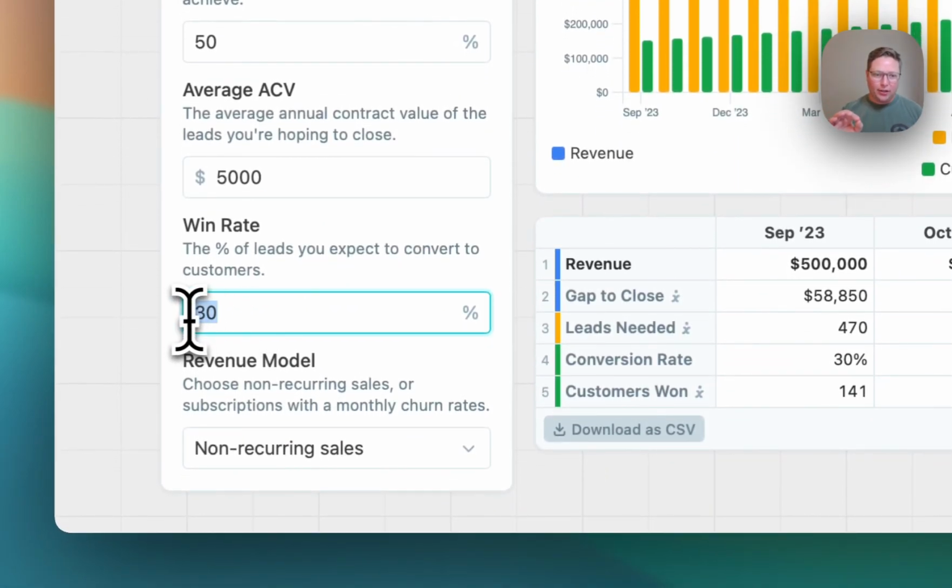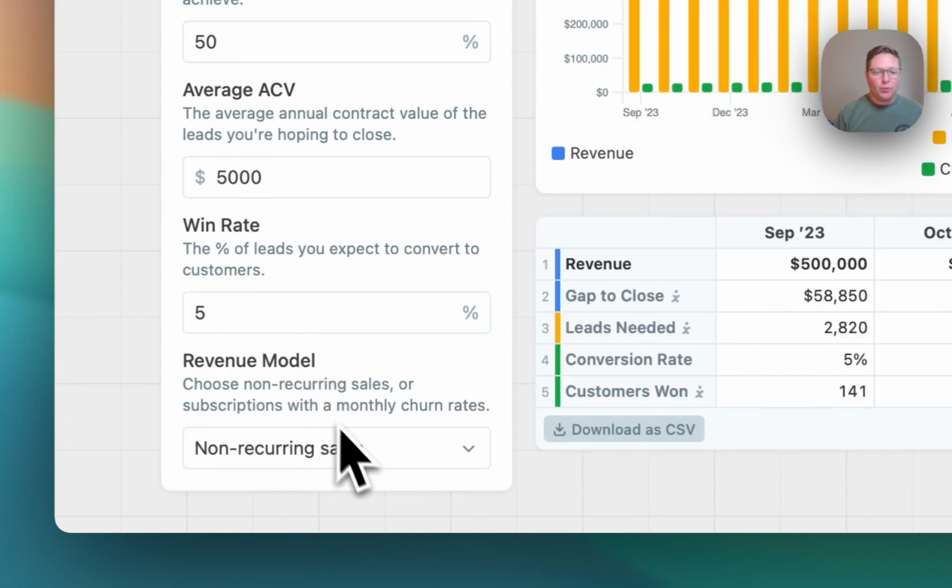Then next, we're going to look at the win rate. For this calculator, it is not opportunity to close. This is lead in to close. So the win rate, the close rate, is going to be a lot lower than what you're typically used to. You have to think about this and try to be as clear as you can and also honest with yourself. Think about it this way: for 100 leads that come in the door, how many are you going to close? That number for most companies is never above 10%. To be conservative or cautious here, let's put the number at 5%. So out of 100 leads that you get, 5 are going to close.